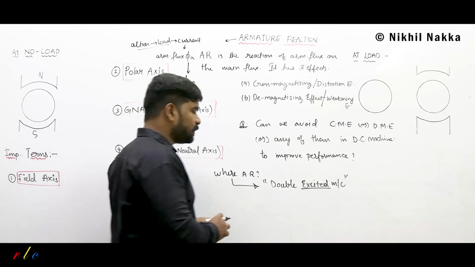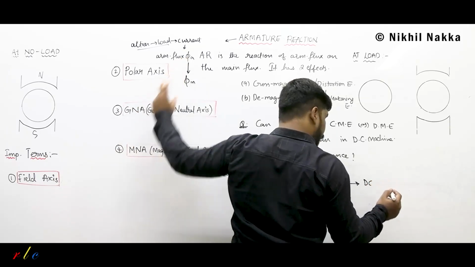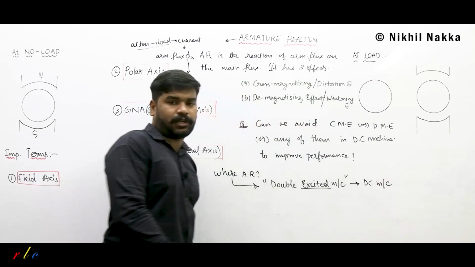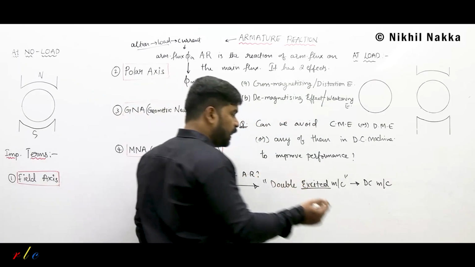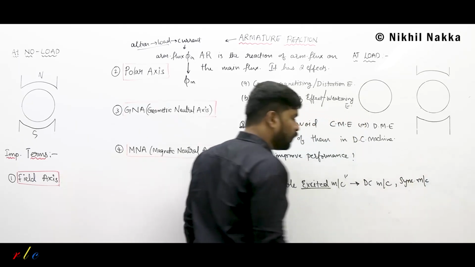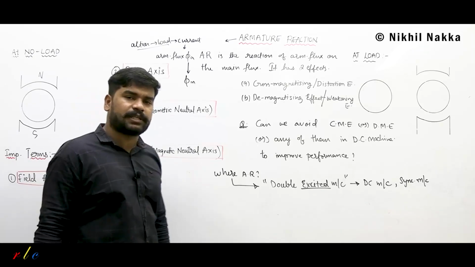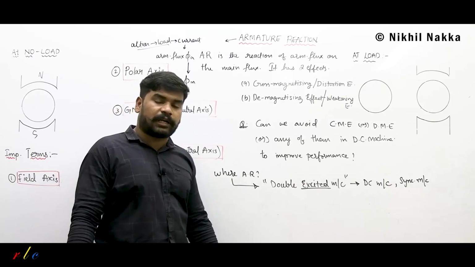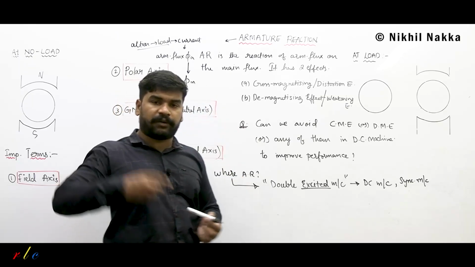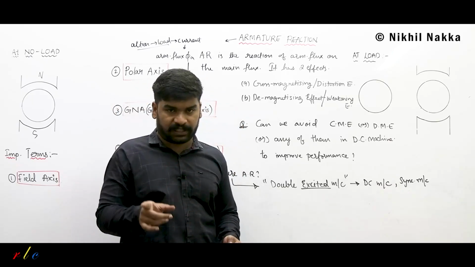Can you give me examples of double excited machines? We have just seen that you have an armature flux and a main flux, so obviously DC machines are one example. Any other examples? Yes, synchronous machines. How can you say that they are double excited machines? Let us take a three-phase alternator. What do you have in a three-phase alternator? The stator is supplied with a three-phase supply, and the three-phase supply produces a rotating magnetic flux.